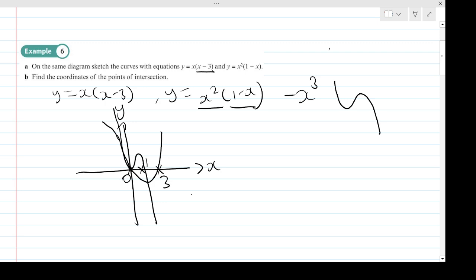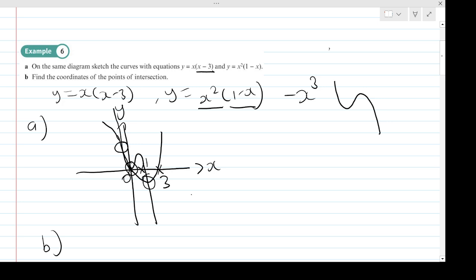So again, as I just discussed, there's going to be a point of intersection there when they cross over initially. Then they cross again at the origin, where we know one solution is going to be. And then they meet again down here. So we're expecting 3 intersection points. Anyway, so that's part A.